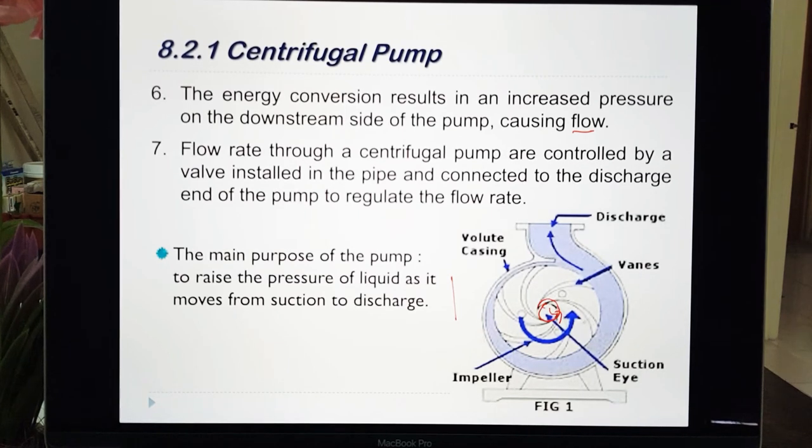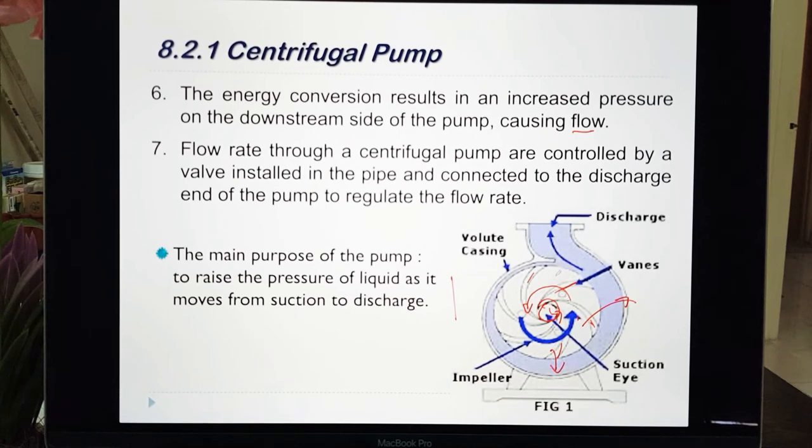Can you see that this one is the impeller, and each of these blades is a vane. So when the fluid goes in from the inlet, it moves into this impeller, then the impeller starts to rotate, so the fluid starts to move, and then it will be discharged radially, meaning that it will be displaced to the outside part of the volute casing.